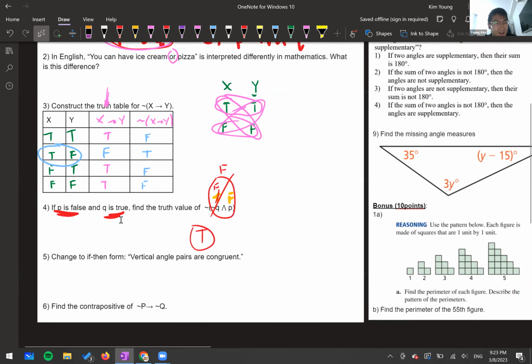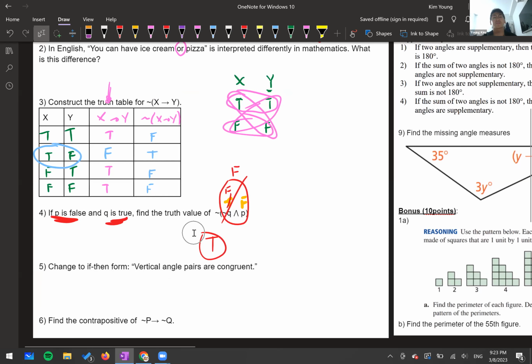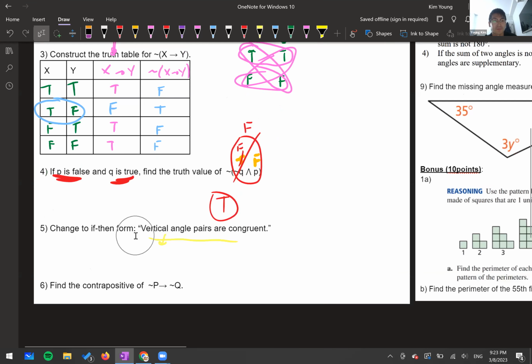Okay. 5, change to if then form. Vertical angle pairs are congruent. This is super useful. Here, they're not really telling you specifically which vertical angle pairs, right? There's a particular one. So this is low key, you could think of this as an all statement, okay? Right? There are many ways of saying this, but the one I was looking for, an acceptable answer would have been this.